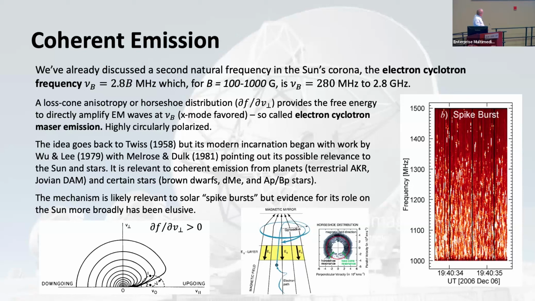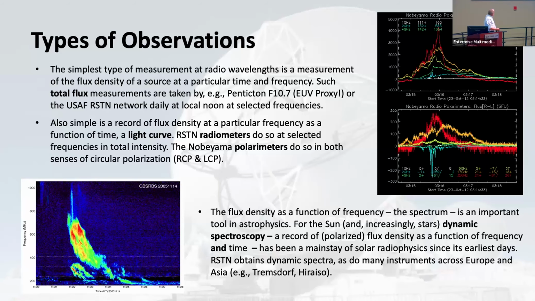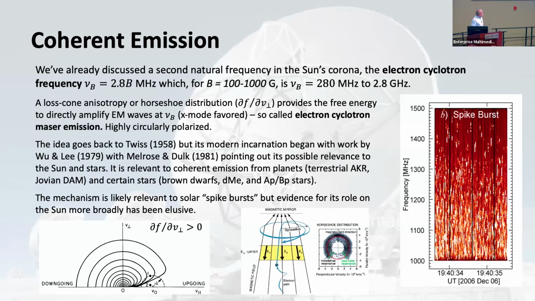I would say it's probably relevant to the so-called solar spike bursts. I'll talk about dynamic spectra in a moment. But there's certainly very good evidence that it's relevant to terrestrial auroral kilometric radiation that Bob talked about, Jovian decameter radiation, and even certain stars. Brown dwarfs, oddly enough, turn out to be maser emitters, cyclotron maser emitters. So do certain DME stars, dwarf emission line stars, and even these big jumbo chemically peculiar A-type and B-type stars. So it's an important mechanism astrophysically.